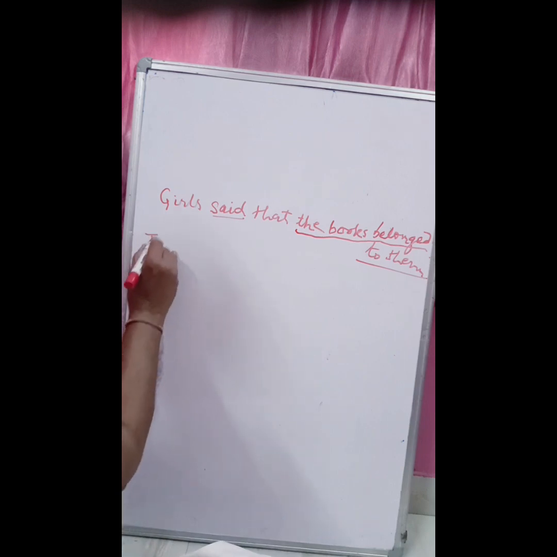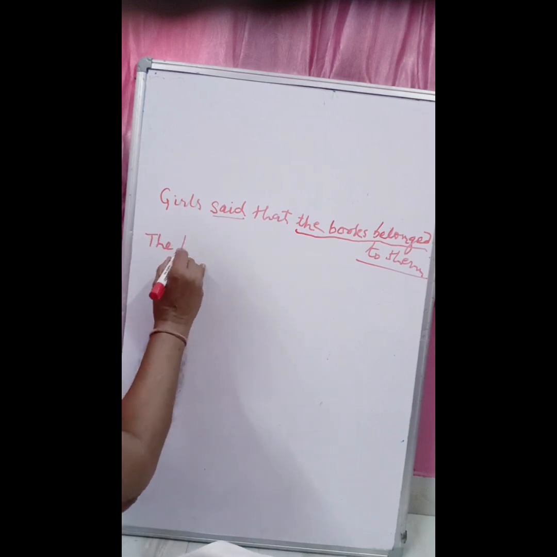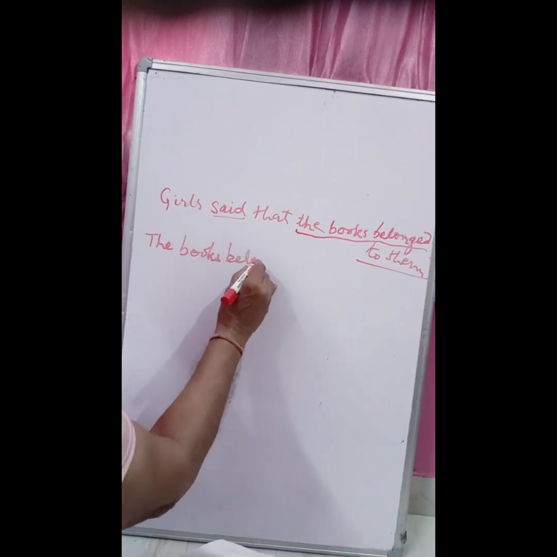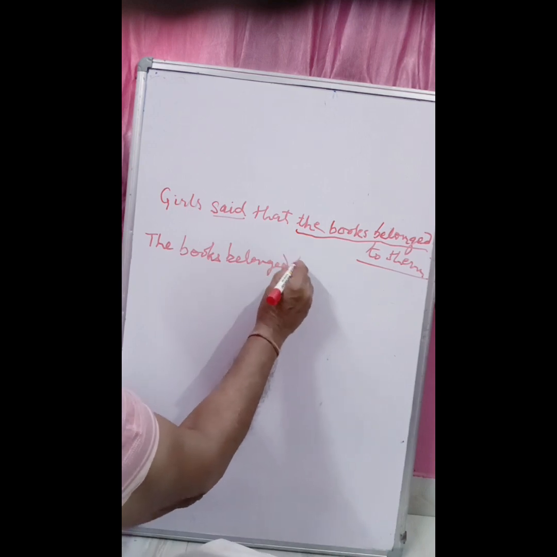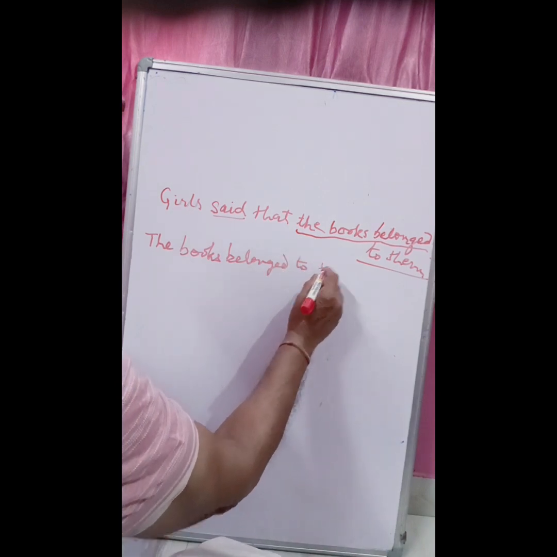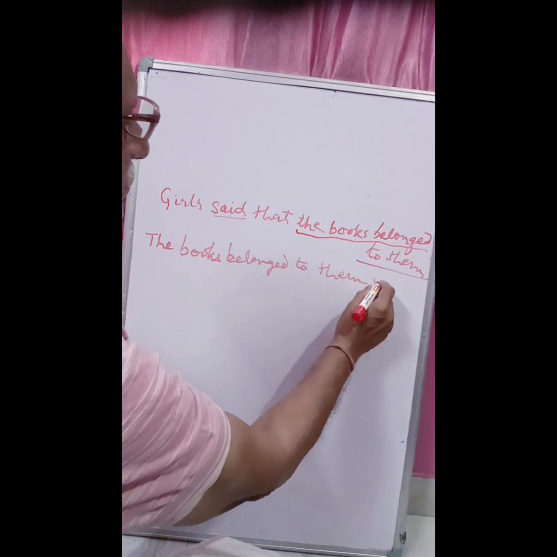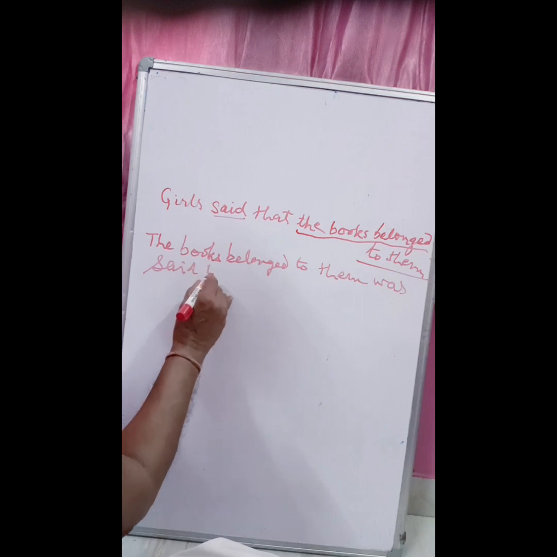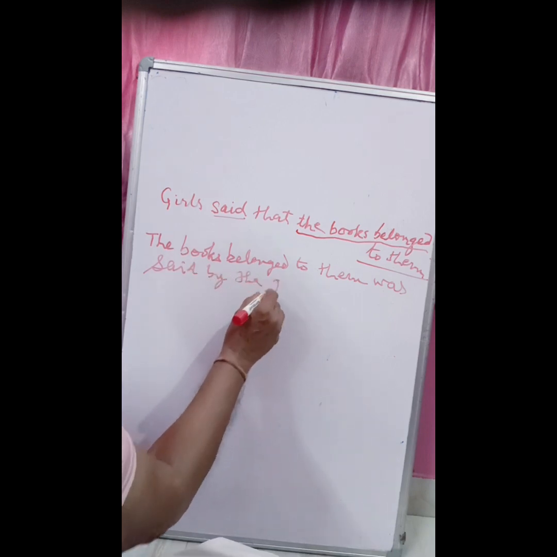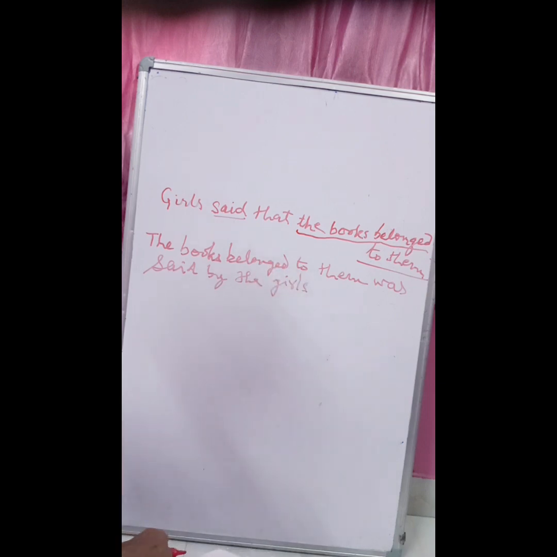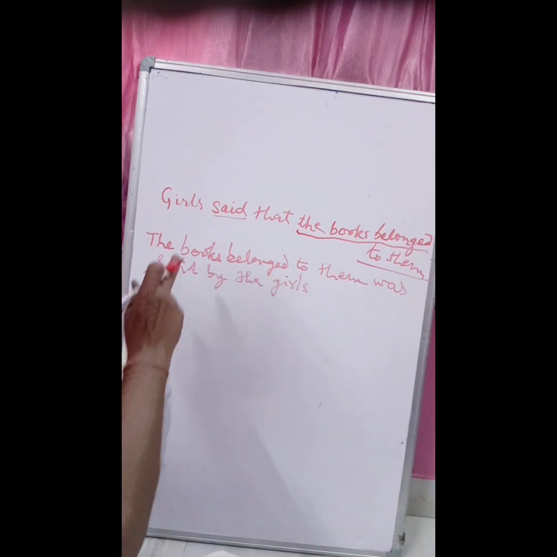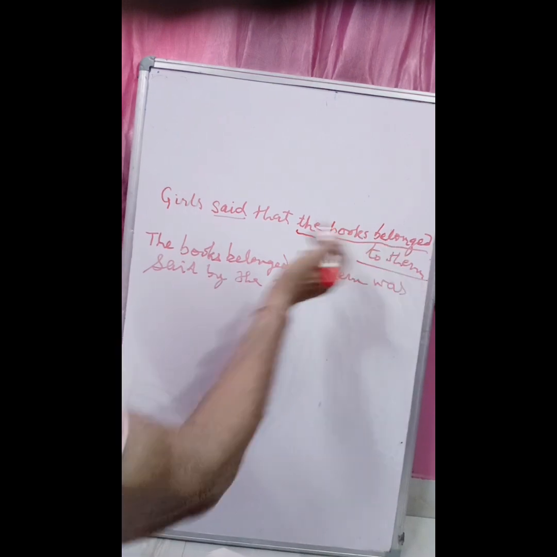The books belong to them was said by the girls. So what happens? First of all, the subject becomes the object in the passive voice, and the object in the first becomes the subject.